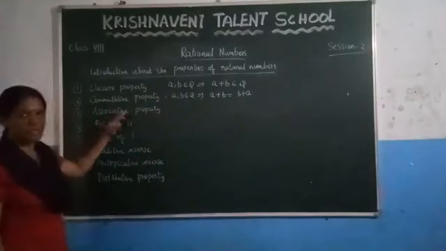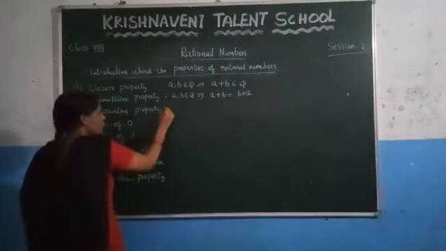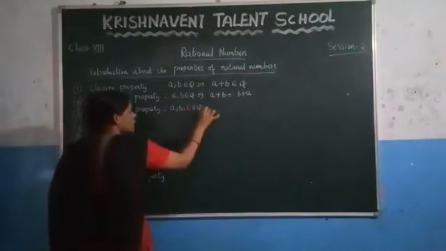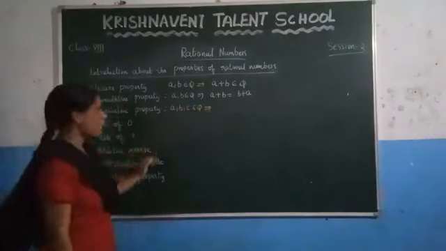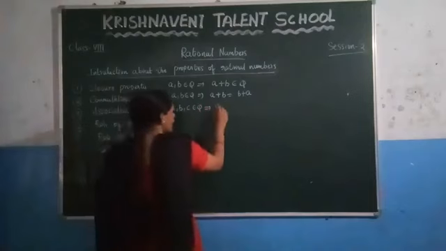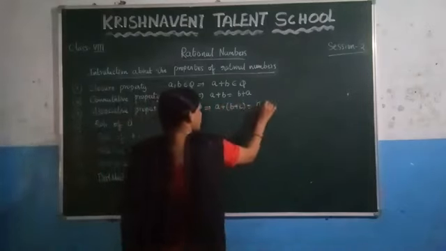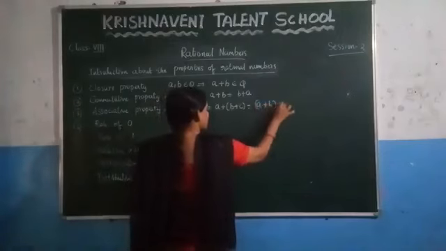What is the next property? Associative property. For the associative property we need three numbers. Let us consider those rational numbers as A, B, C, and what this property says here is A plus (B plus C) must be equal to (A plus B) plus C.